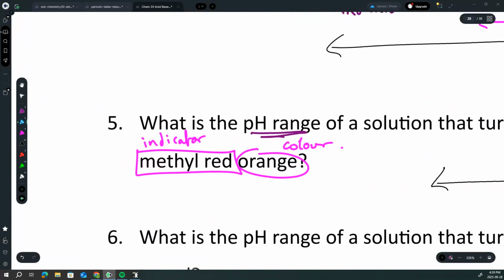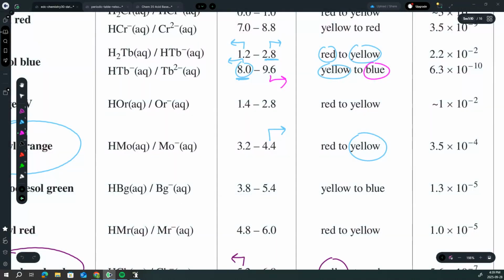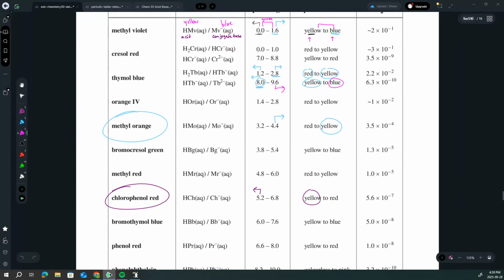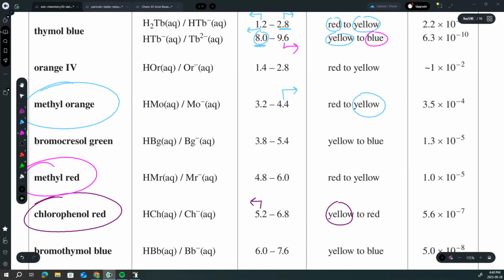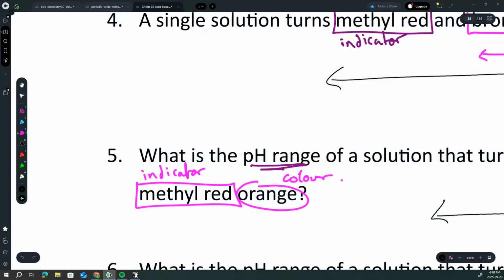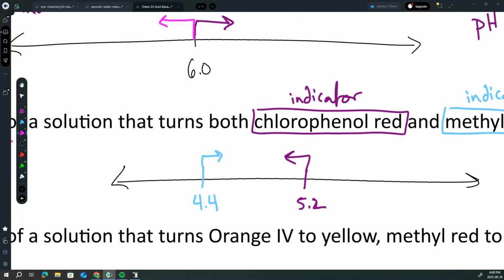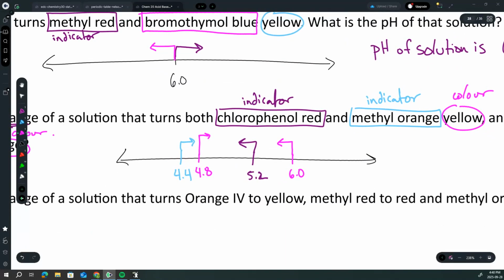Now we have to figure out where methyl red is orange. Methyl red is right here. Orange is the in-between color between red and yellow, so it's between 4.8 and 6.0. We're going to have to squish a little bit, but that's okay. This is not to scale. So 4.8 to 6.0.